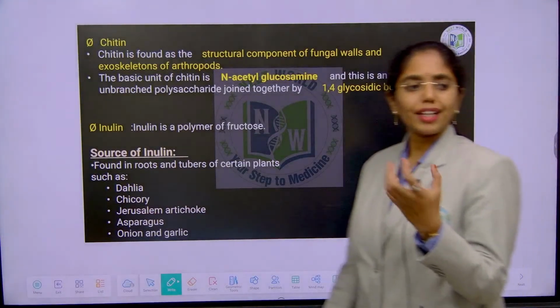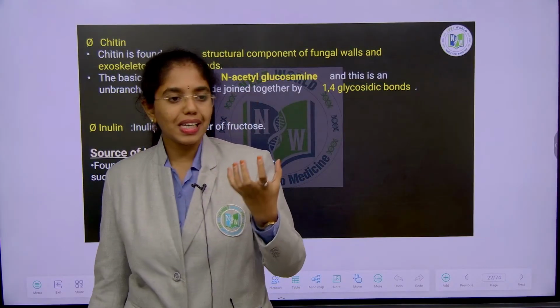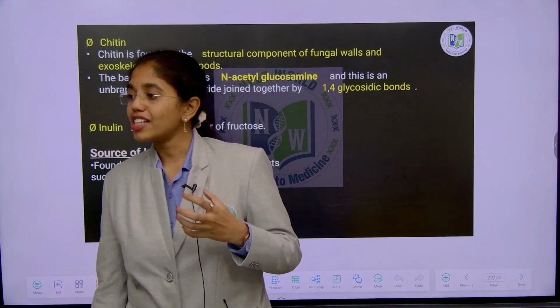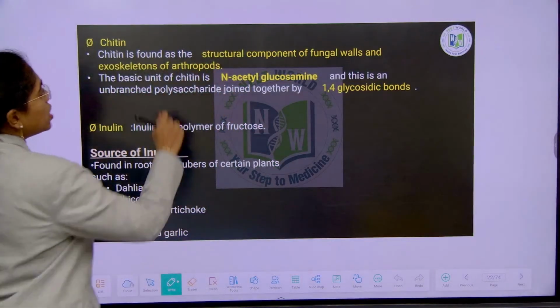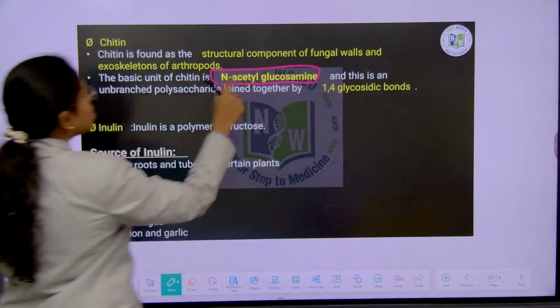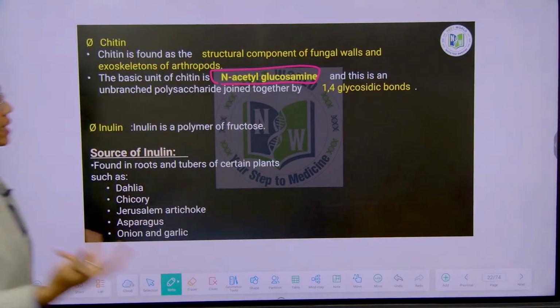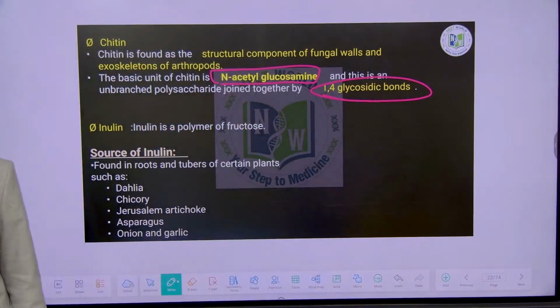Next, chitin. Chitin is present in the exoskeleton of arthropods. It is present as a cell wall in fungi, also known as fungal cellulose. This is made up of NAG units, which is N-acetyl glucosamine units, and these are connected by 1,4 glycosidic bonds itself, right?